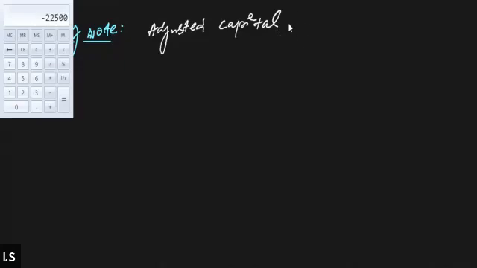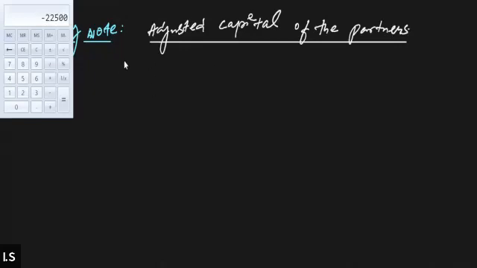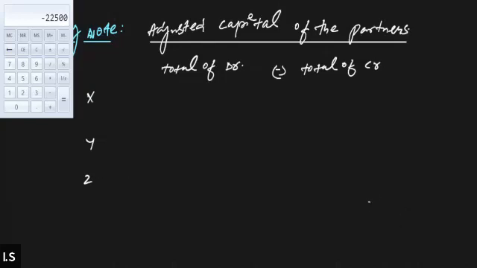Okay. The working note is adjusted capital of the partners. So how do we find out the adjusted capital of the partners? Well, how do we determine that? We simply subtract the credit side value out of the debit side value. So total of debit side minus the total of credit. This is how you will be able to determine the adjusted capital of all the partners X, Y, and Z, and we will then total it to find out the total adjusted capital of the partners, or you can also call it total capital of the firm.